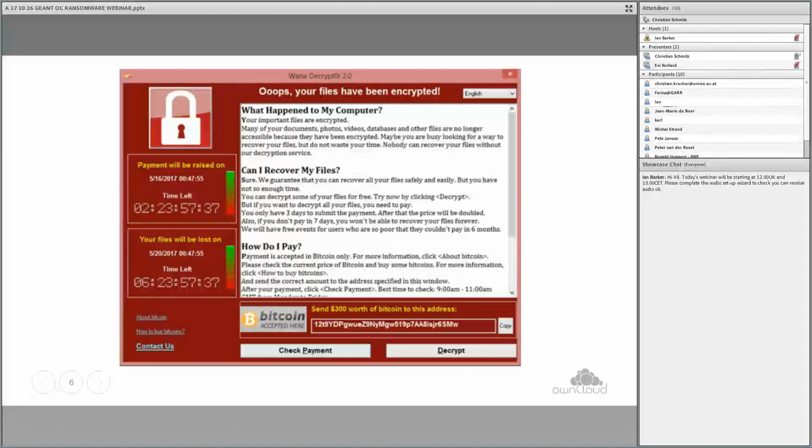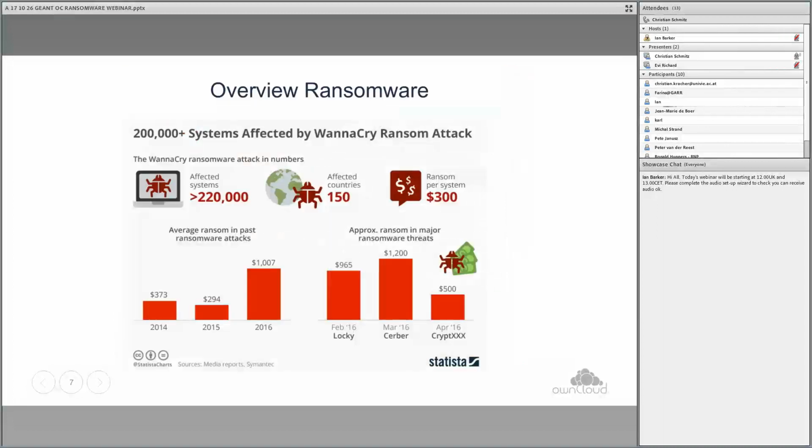This was a widespread phenomenon. We can look at the numbers here. Hundreds of thousands of systems across the world were affected. But this was just one of the big attacks.